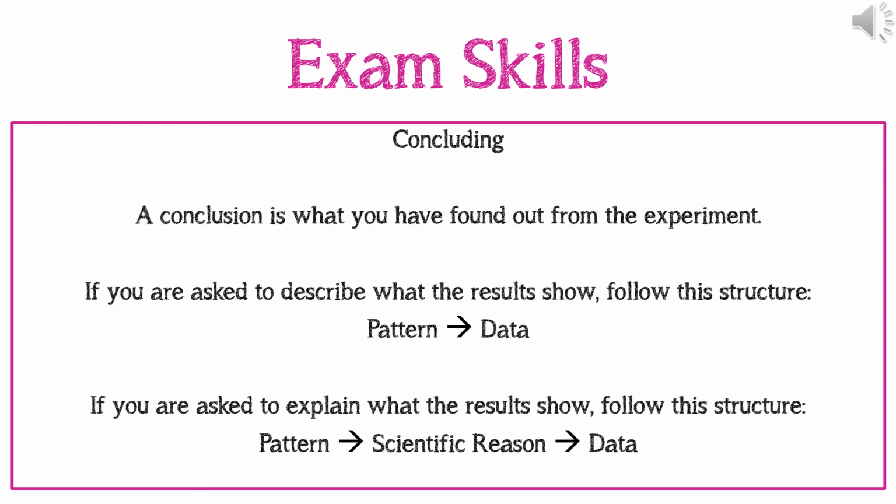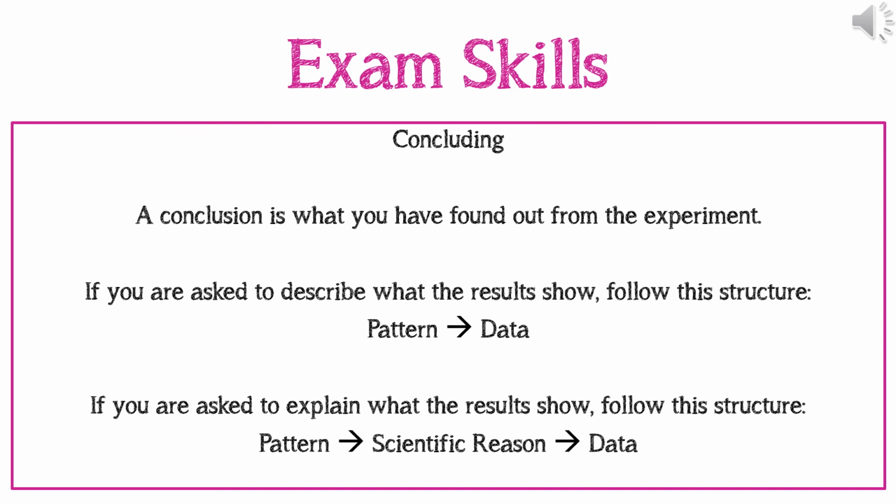When it comes to conclusions, a conclusion is what you found out from the experiment. Now, this could be one of two types of question they ask you. You could be asked to describe what the results show, in which case the way you structure your answer is you say what the pattern is and you back it up with some data. That's it. It's a description. You say what you see.